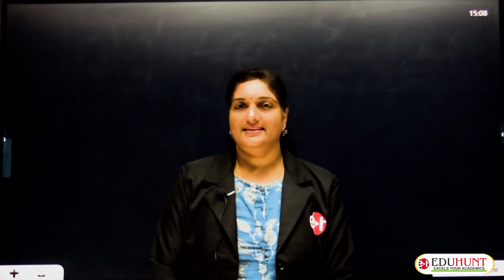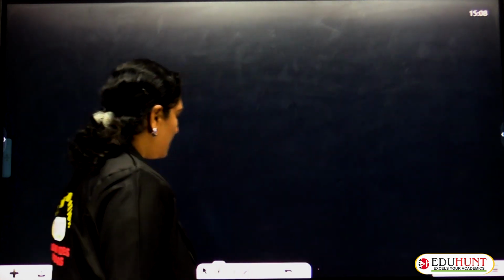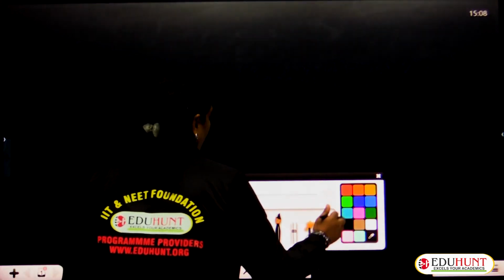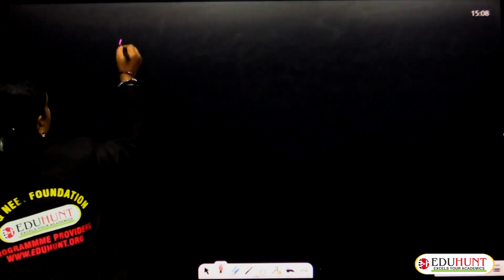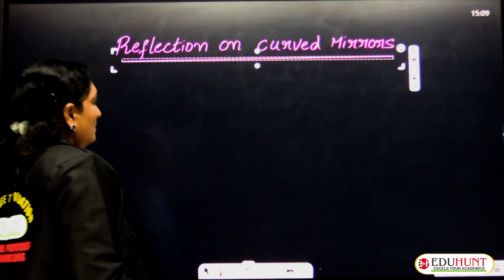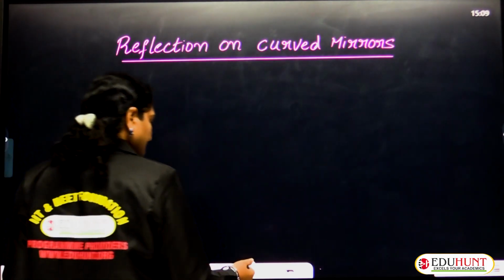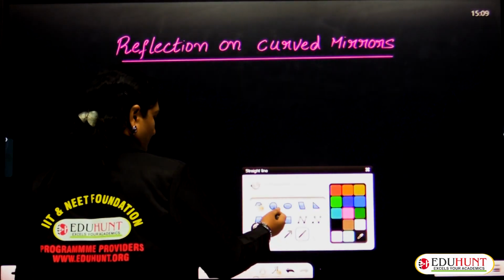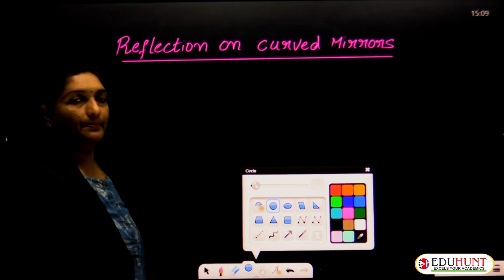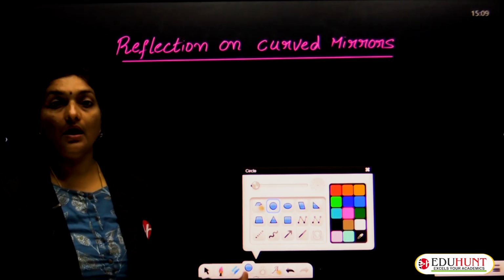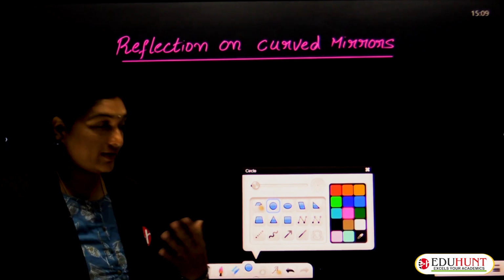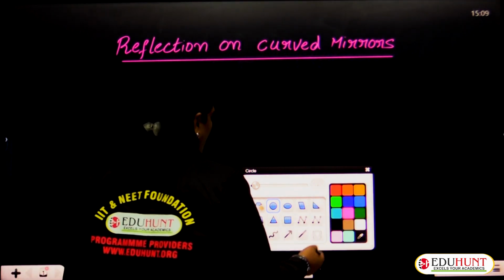So, let us start with the first one, all regarding the reflection on curved mirrors. Here we go. So, first of all, what is a curved mirror? A curved mirror is a portion of a hollow sphere. So, first of all, let us consider a hollow sphere.